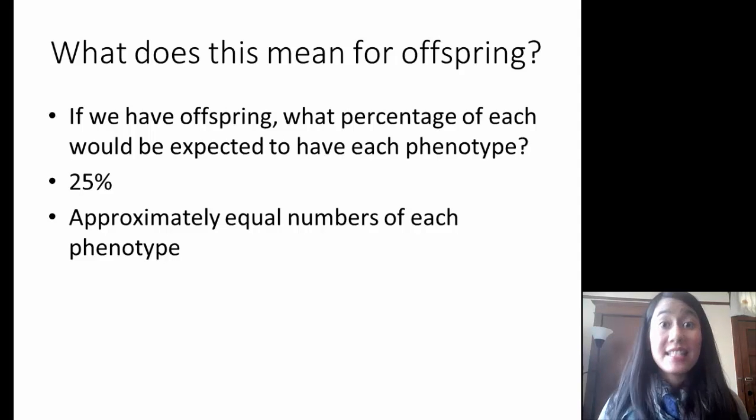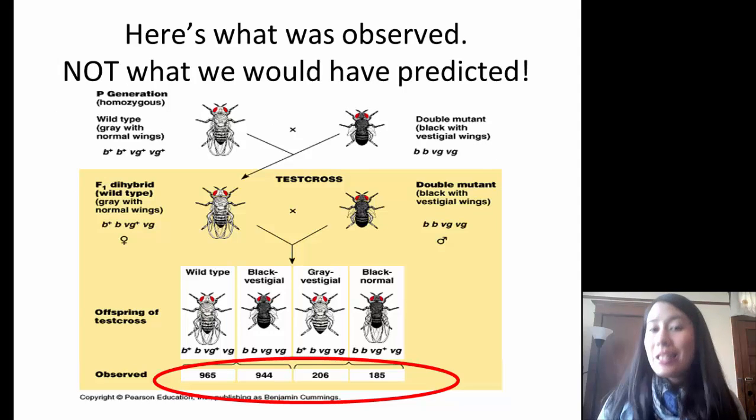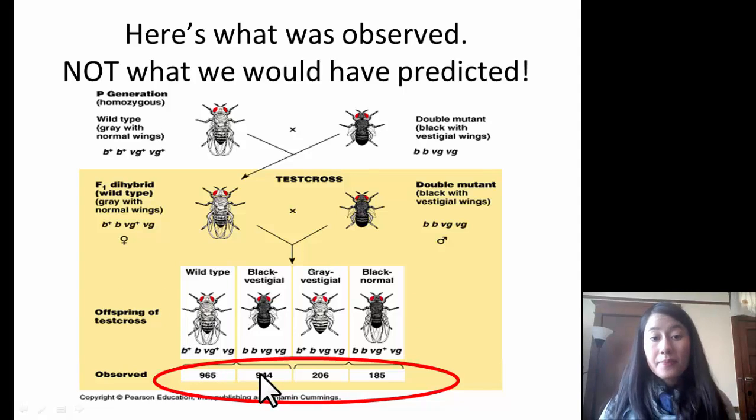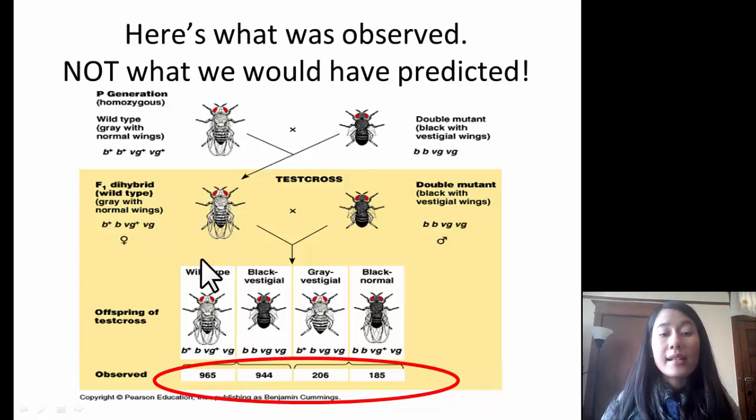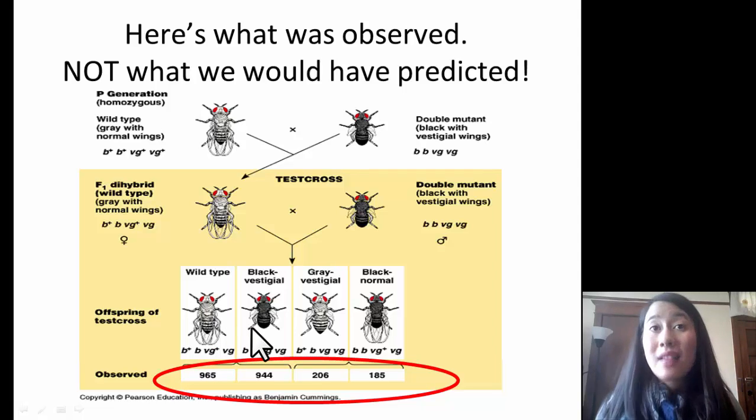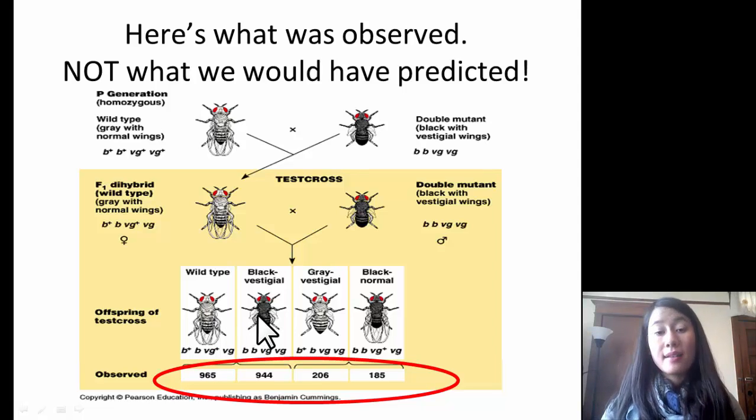So Morgan does this experiment. He crosses them, he sees what happens. And here's what was observed. Here's our test cross in the yellow box. Here's the 4 potential phenotypes, and we see that we do not have equal numbers. In fact, Morgan notices something really odd. He sees that we have a lot of double wild types, 2 wild type traits, normal wings, gray bodies. We have a lot of double mutants, black body and vestigial wings, and we have very few of 1 wild type and 1 mutant trait.